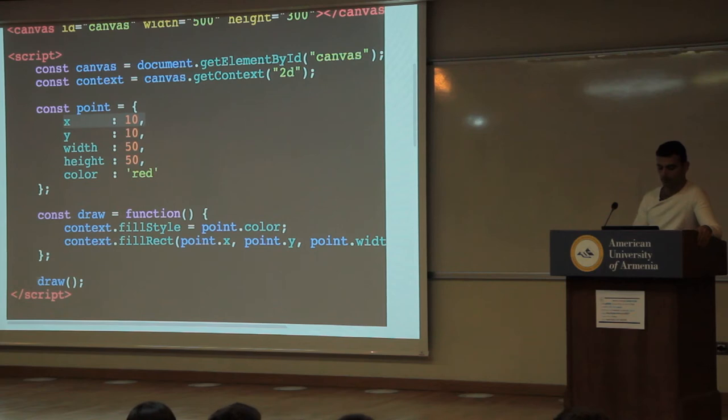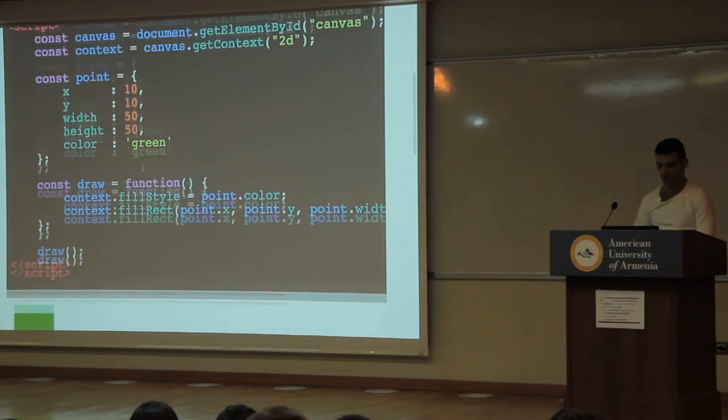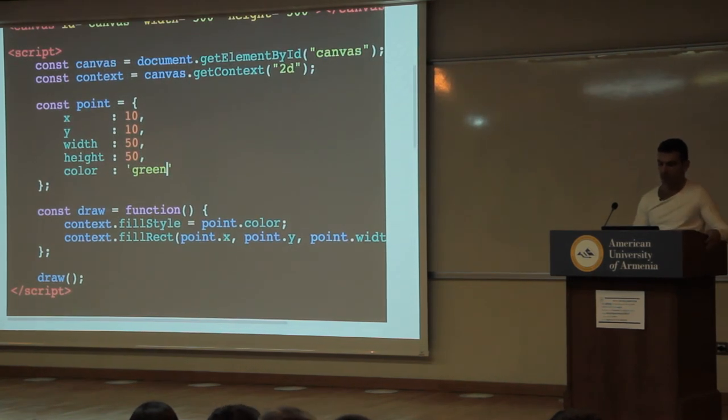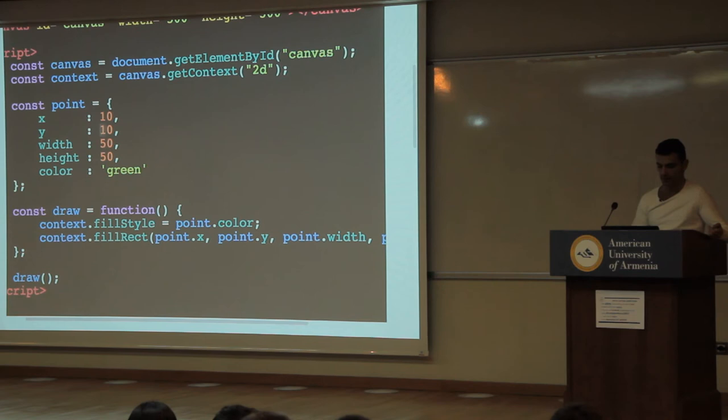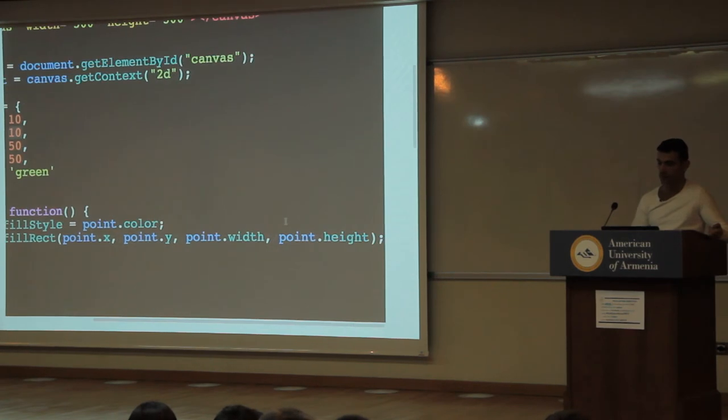Look what I do. Everyone can read the code? Okay. I create a function, draw. I call the function later. All it does is set fillStyle, but it gets the color from the point, from my data. Notice it does point.color, and it gets red. If I change this to green, I would get green. Then it does a fillRect and it uses point.x to get the x value, point.y to get the y value, which would be 10 again, point.width and point.height.